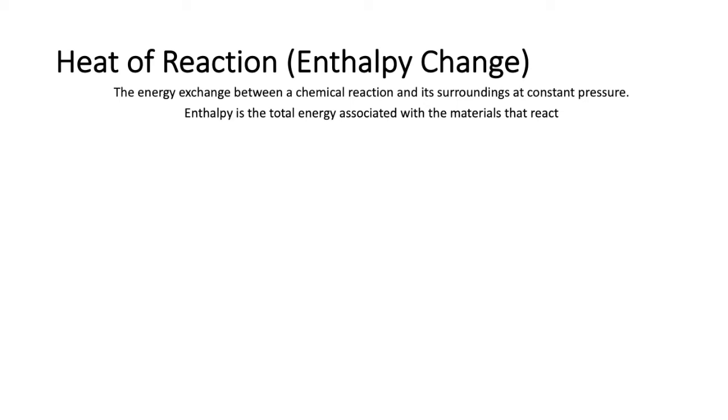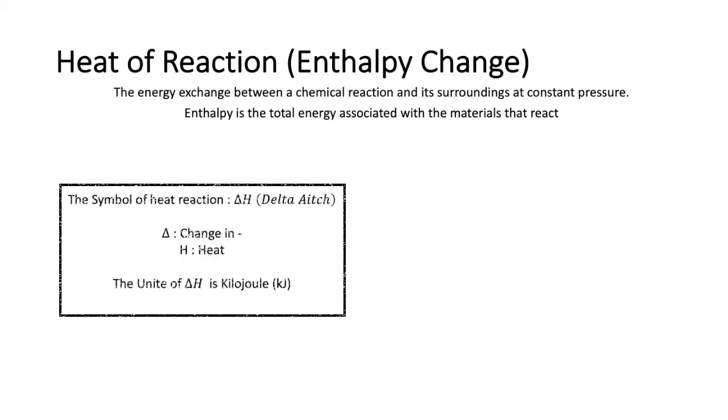Heat of reaction, or we can call it enthalpy change, is the energy exchange between a chemical reaction and its surrounding at constant pressure. Enthalpy is the total energy associated with the materials that react. The symbol of heat of reaction is delta H. Delta means change in, H means heat or enthalpy. The unit of delta H is kilojoule. 1 kilojoule equals 1000 joules.